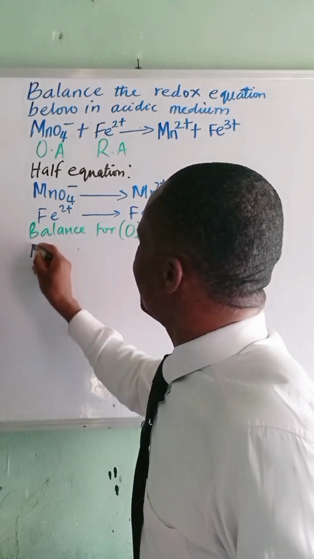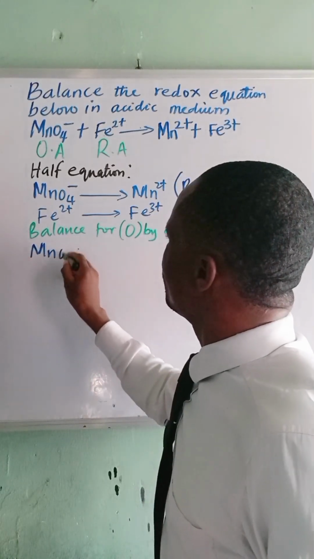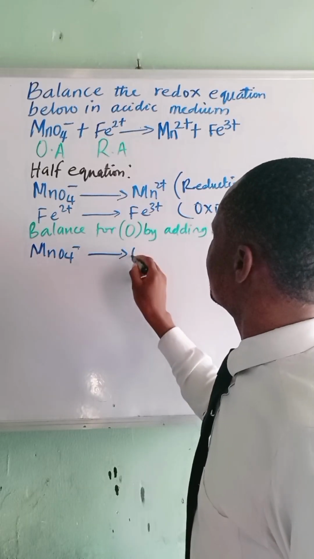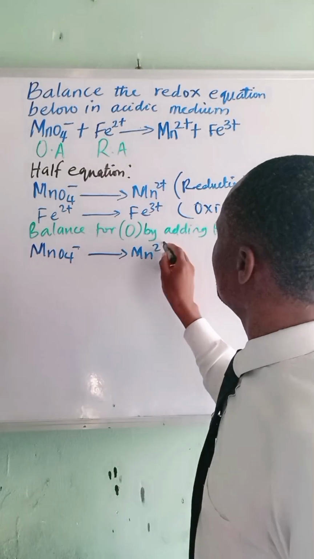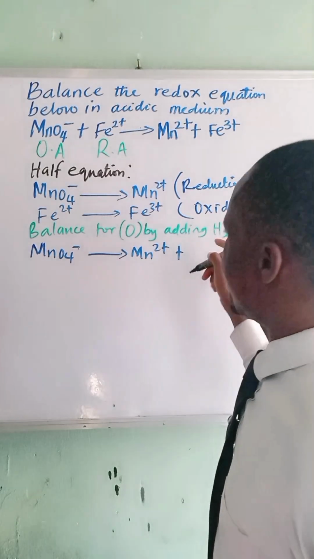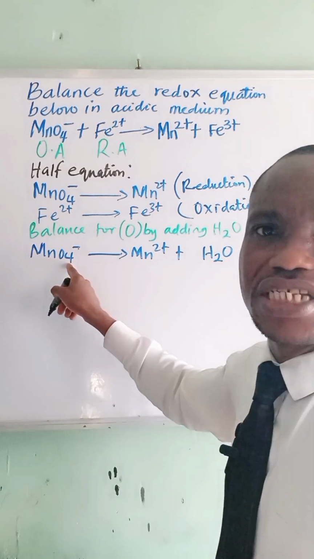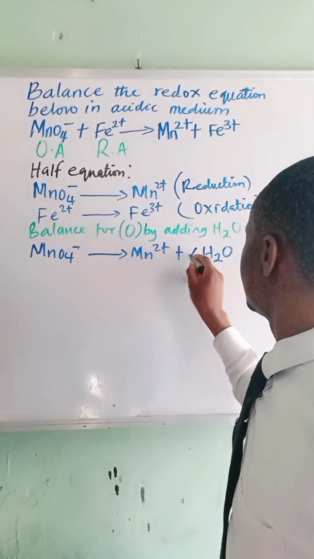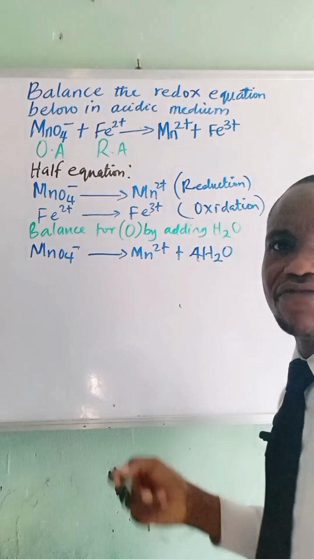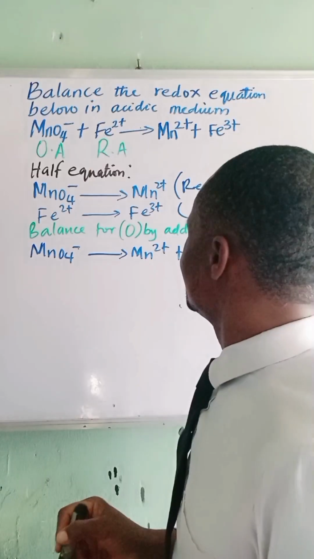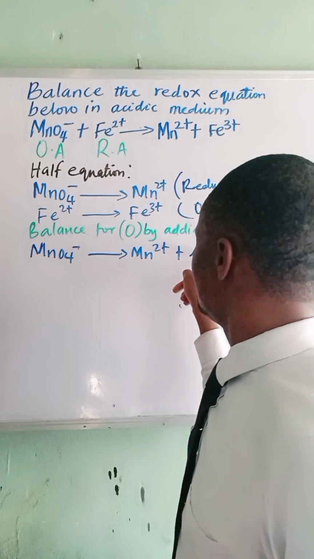Now we have MnO4 minus to give us Mn2 plus and water. Then how many oxygen is here? 4. That is 4. You now have 4H2O. The next step is to balance for hydrogen.